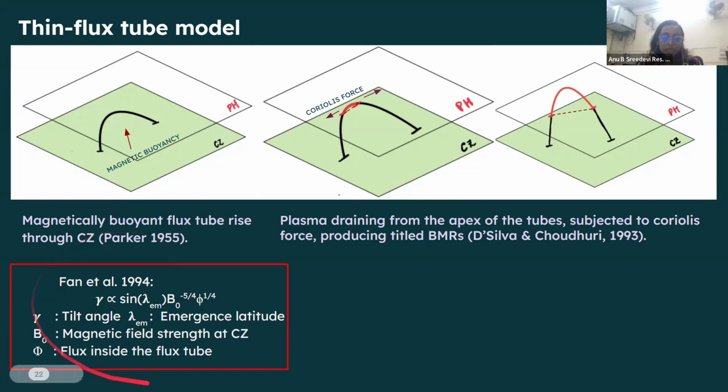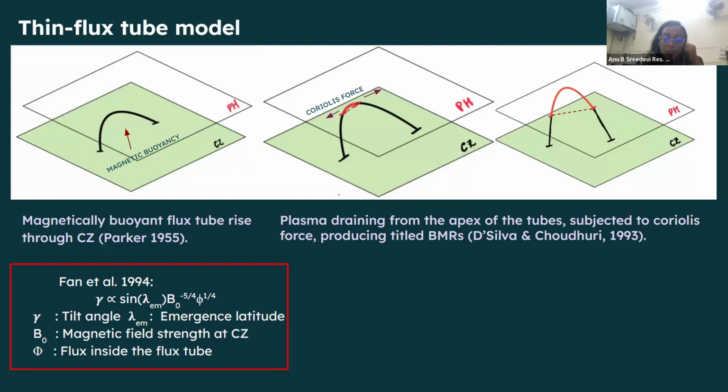So what this equation means is that, as you know, the first part is Joy's law, and if the magnetic field at the convection zone is strong, then the flux tube will rise quickly, and the Coriolis force will have less time to produce tilt in the BMRs.